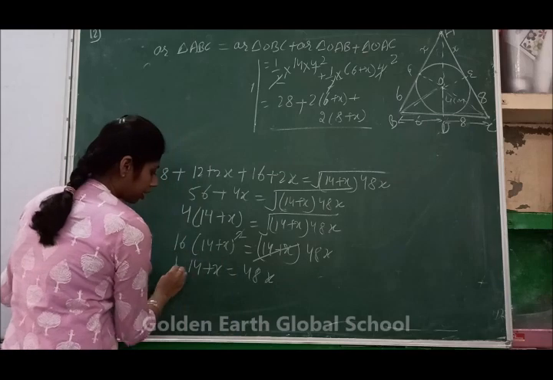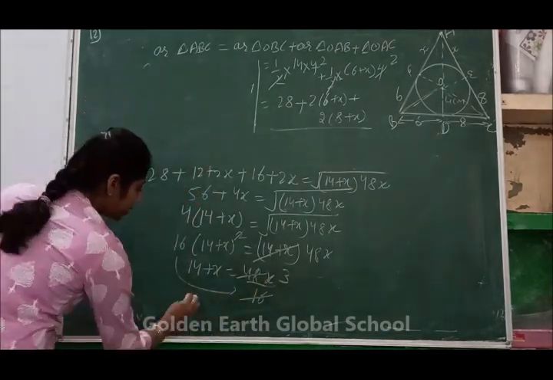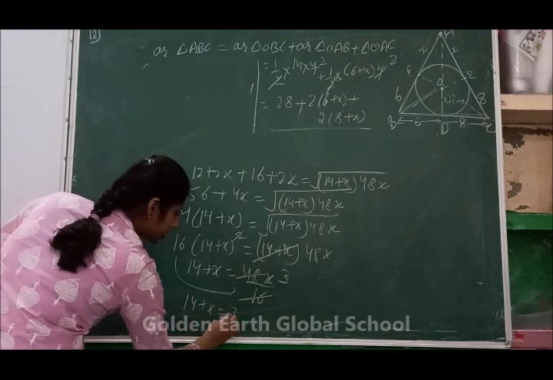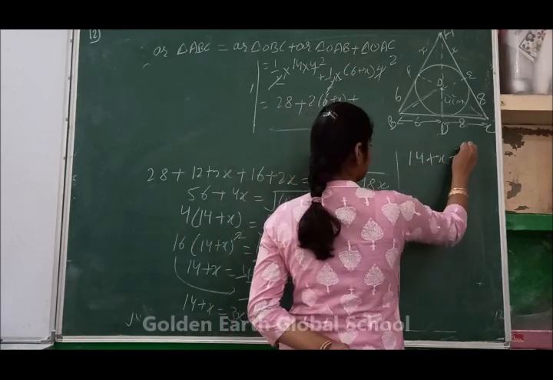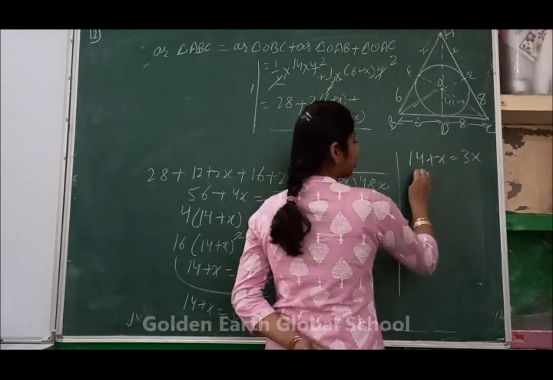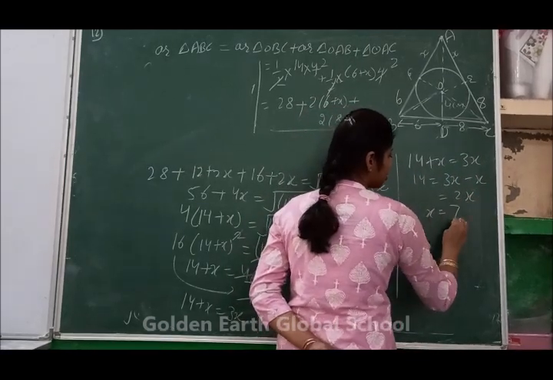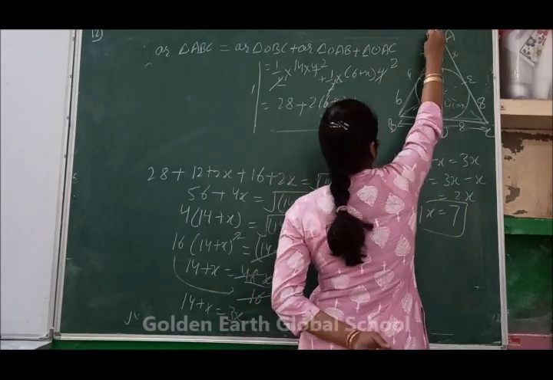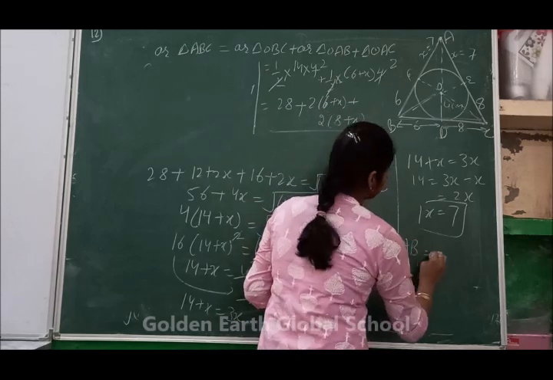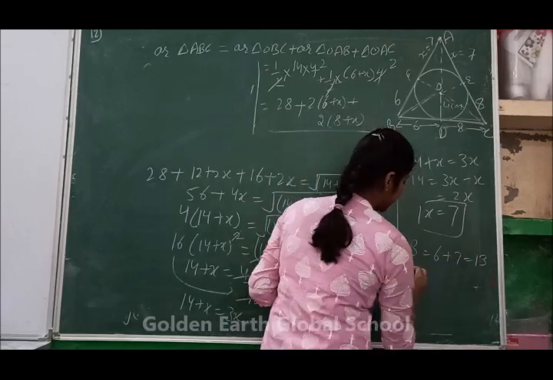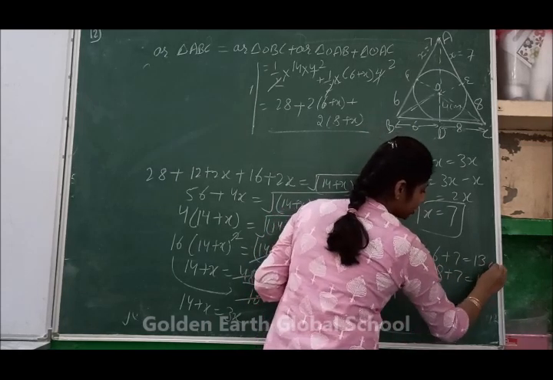This 16 I will shift to the right hand side. Now simplify it: 48 divided by 16 is 3. So 14 plus x is equal to 3x. On solving, what will we get? 14 is equal to 3x minus x, that is 2x. So x is equal to 7. This length is 7. So what will be the length of AB? 6 plus 7, 13. AC, 8 plus 7, 15 centimeters.